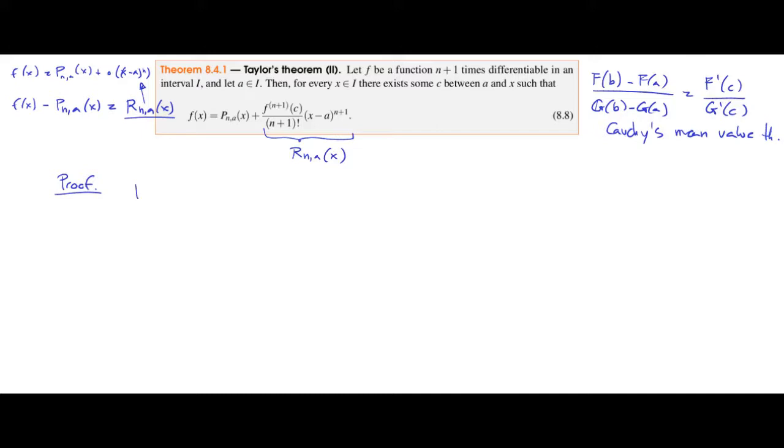So let's start with the definition of this capital F, and we say this is f at b minus the polynomial p_n,x at b. So this is going to be it, and then we have G at x is going to be (b minus x) to the n plus 1.